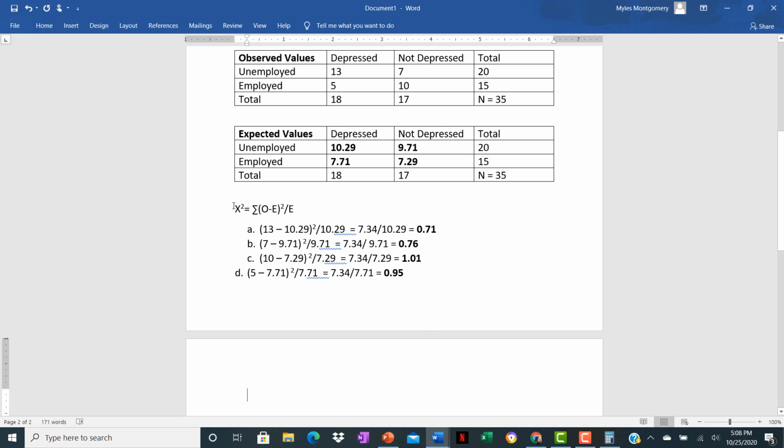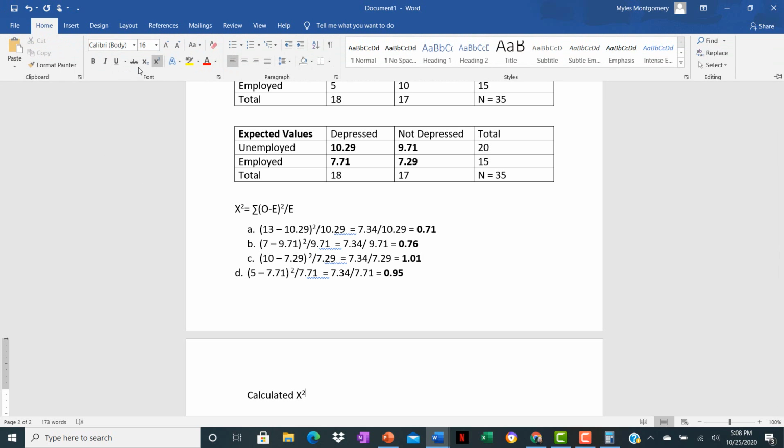Okay, I'm going to borrow this chi-square right here. I'm going to come down here and I'm going to say calculated chi-square equals, and I have to go 0.71 plus 0.76 plus, ooh, that actually got kind of small, didn't it? Let's try that again. Sorry about that. Okay, let me get rid of that. Okay, yeah, much better, much better.